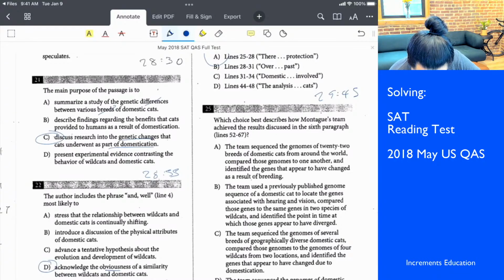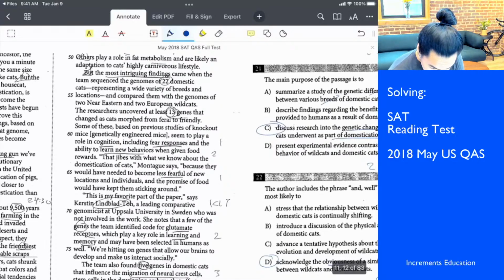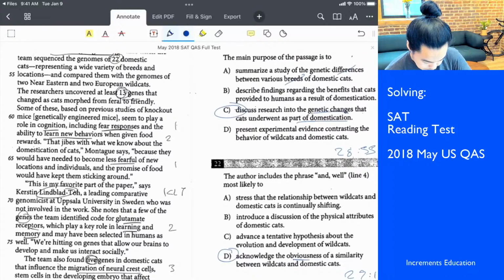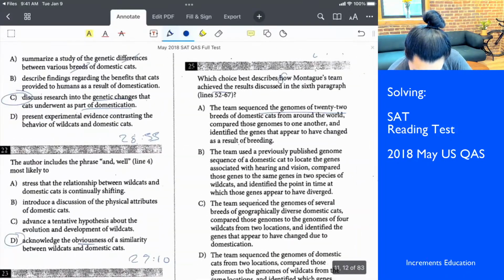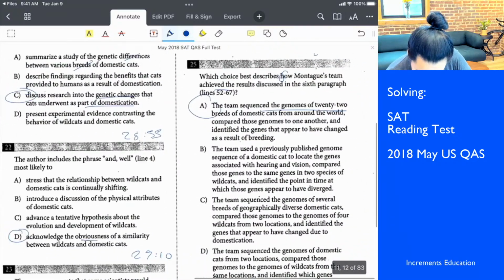Montague's team achieved the results in 52-67. Okay, they sequenced 22 genomes around the world, compared the genomes, and identified the genes that have. Yeah, that's exactly what they did. That's literally exactly what they did. Oh wait, but they compared them with the genomes of 4 wildcats. 4 wildcats. That's not exactly what they did.